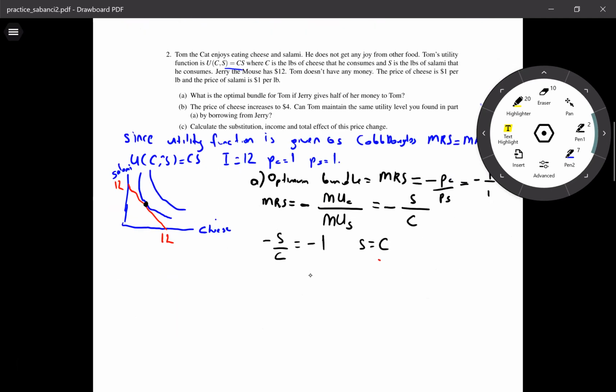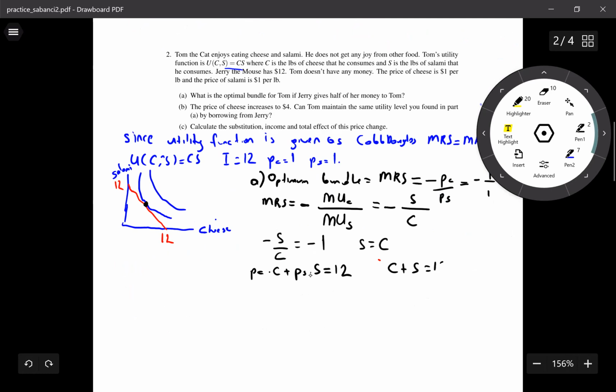Then I will also use the budget constraint. PC times C plus PS times S is equal to 12. PC and PS are all 1, which means that C plus S is equal to 12. Instead of S, I write C plus C is equal to 12, and C is equal to 6. And S is equal to 6.